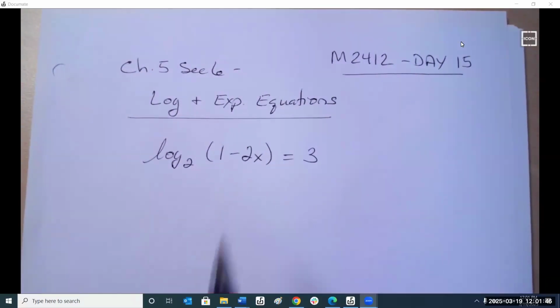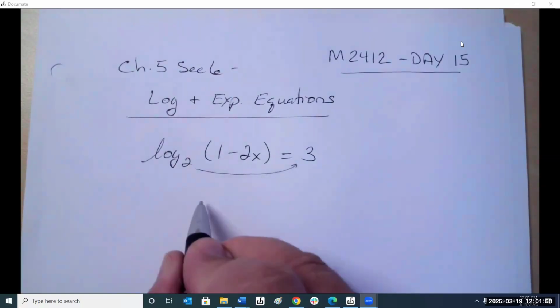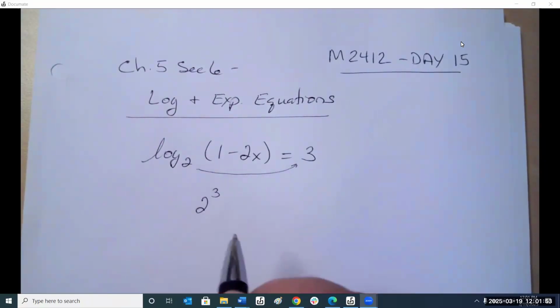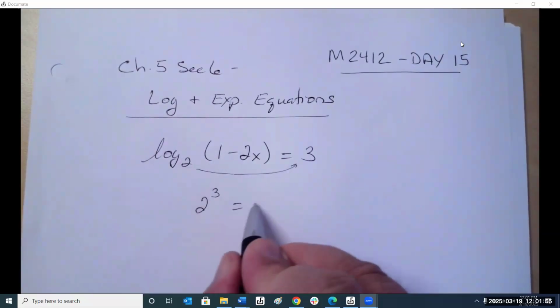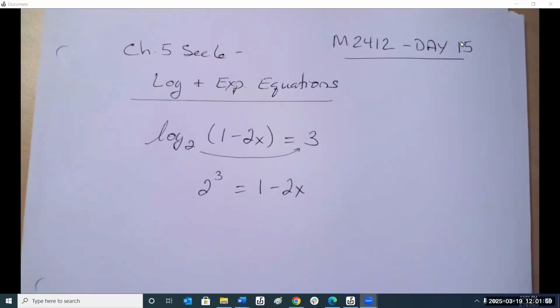So first thing to do is convert this to exponential. The base comes over here, so we have 2 to the power 3. The log drops off, so we have equals 1 minus 2x. 2 to the power 3 is 8.